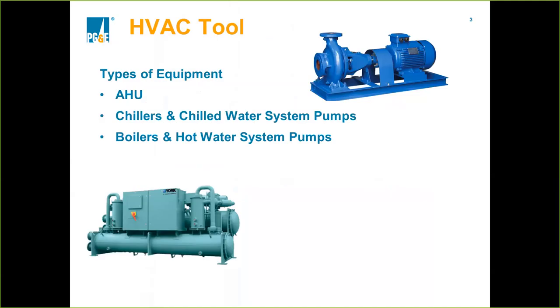And the type of equipment that the tool covers are air handler units, chillers, and the chilled water system pumps, and also boilers and hot water system pumps. And the tool has been architecturally designed so that you have different tabs for each of these equipments.